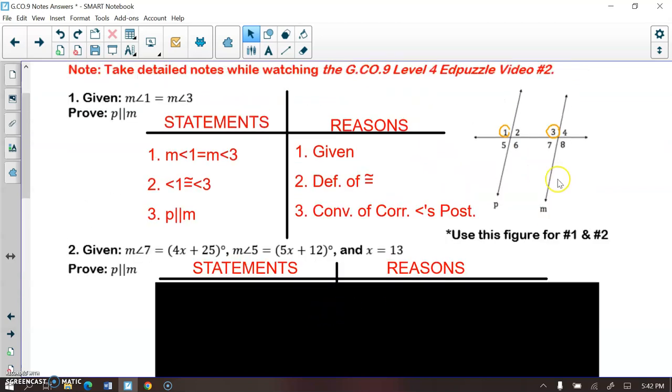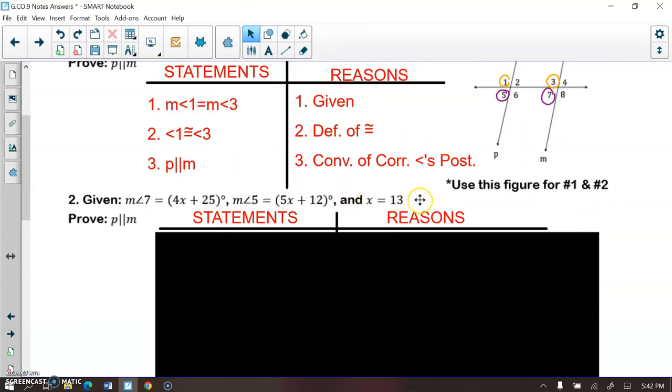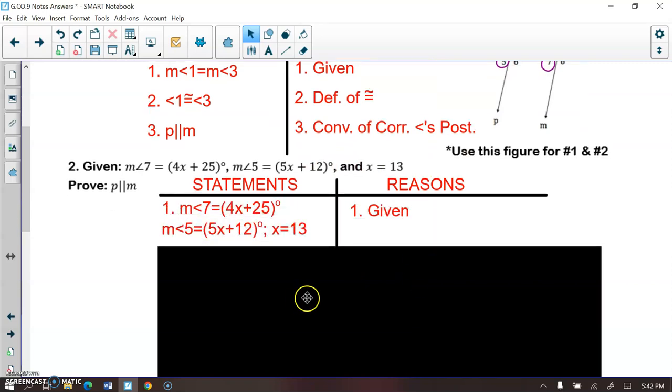Number two, we're still using the same figure. We are given the measure of angle 7 and angle 5, which, if we look on the figure, are corresponding angles. So let's show that these corresponding angles are congruent. We're also given the value of x, which is 13. So I wrote down my given.